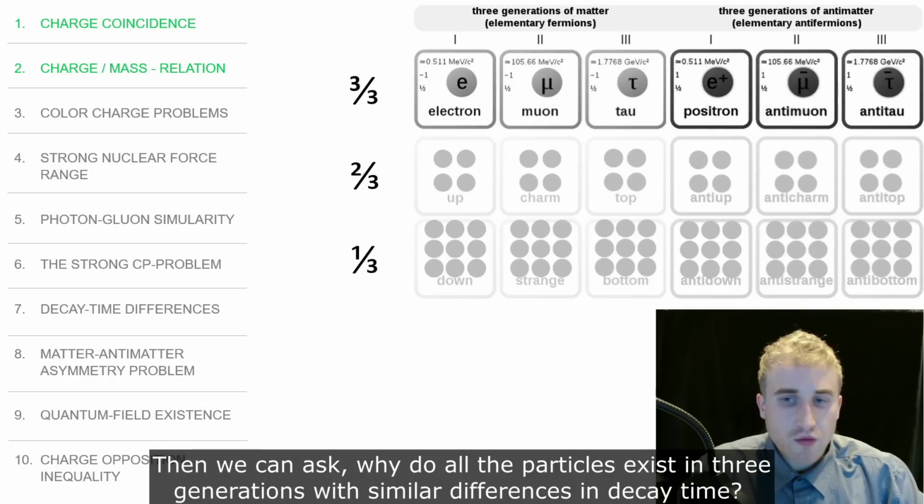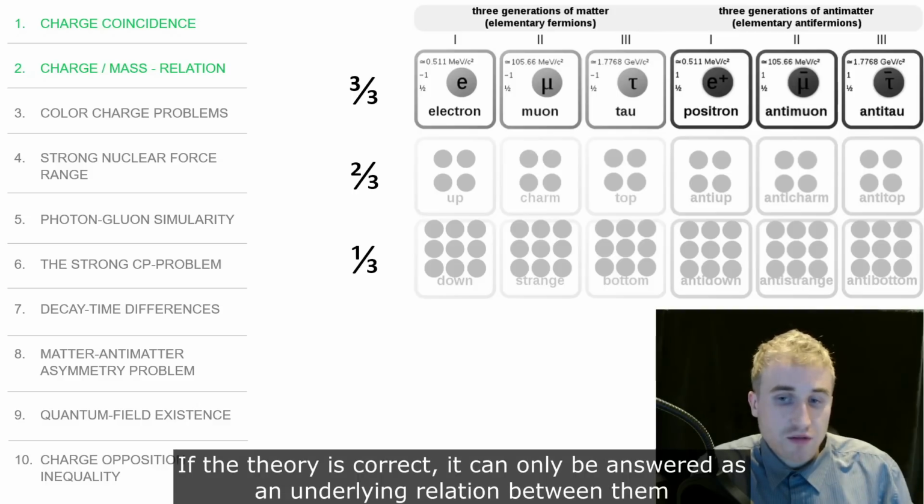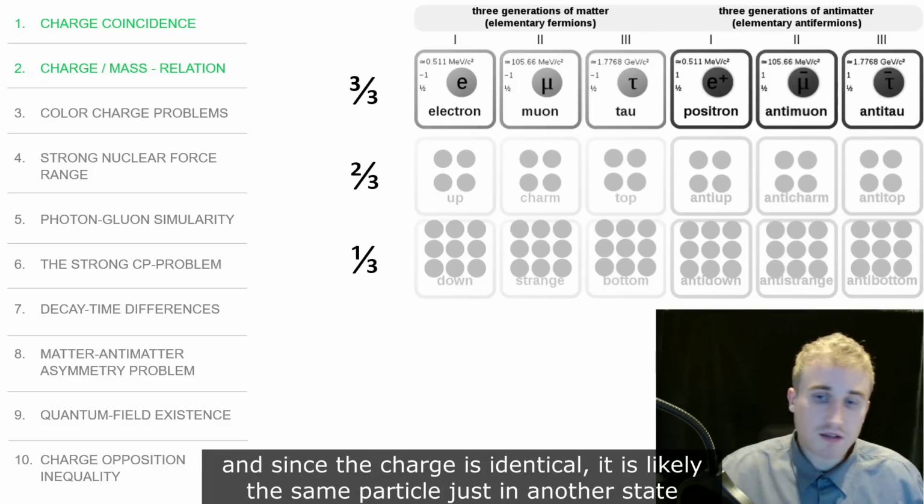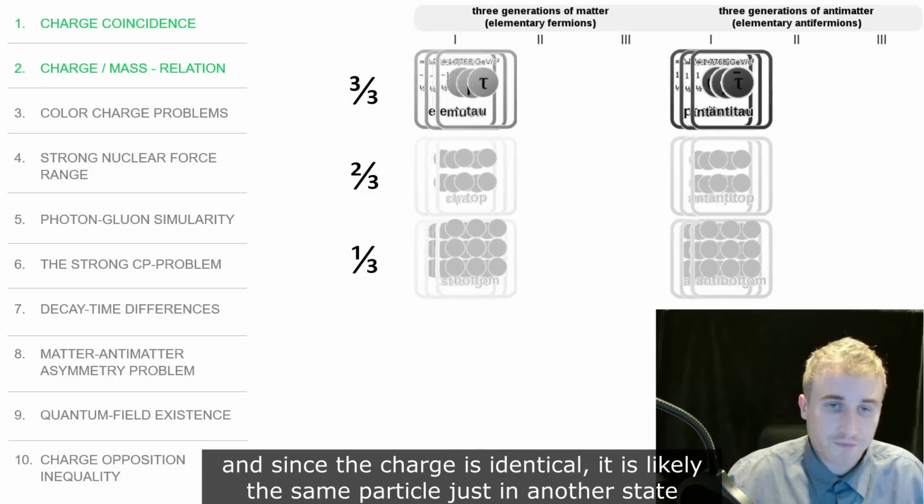Then we can ask, why do all the particles exist in 3 generations with similar differences in decay time? If the theory is correct, it can only be answered as an underlying relation between them, and since the charge is identical, it is likely the same particle, just in another state.